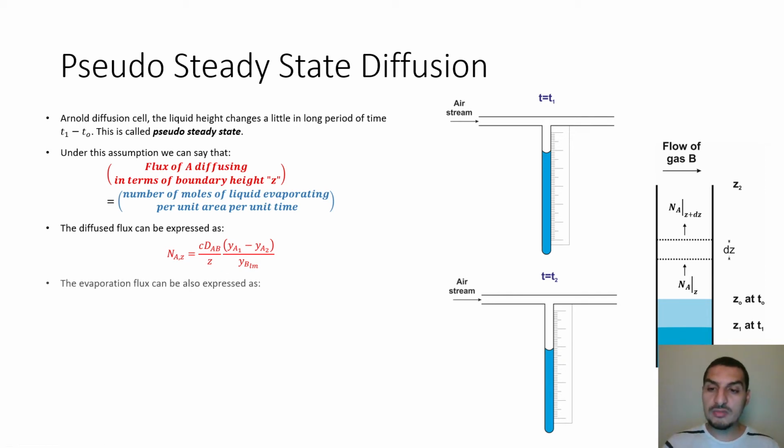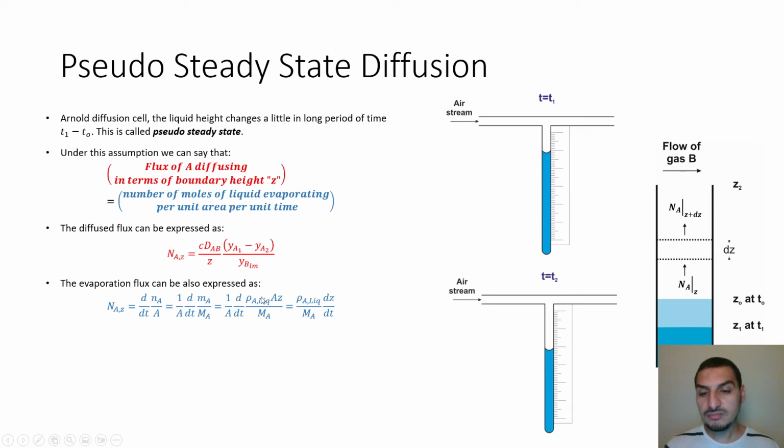And for the right hand side of the equation, the NAZ is d by dt of the number of moles per unit area. This is the definition of the flux. It's the change of the number of moles per unit time per unit area. And then the number of moles is the mass divided by the molecular weight, and the mass of A is the rho. Keep in mind that this is not a mass concentration, this is the density of a liquid, because I'm applying this equation to the liquid phase. So this is the density of the liquid multiplied by the height, which is A multiplied by Z.